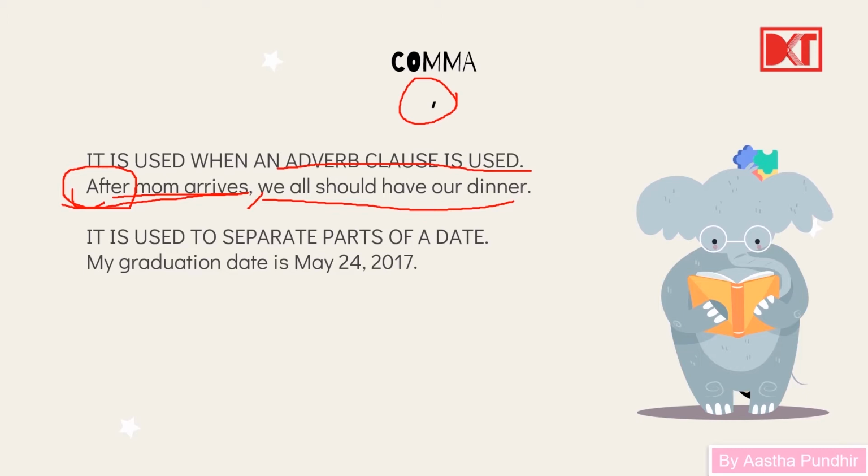Next, it is used to separate parts of a date. For example, my graduation date is May 24, 2017. So, graduation date, May 24 and a comma and the year. You're talking about the month, date and the year, and we're using a comma in the middle. Alright, so these are the two more usages of comma. Let's move on.